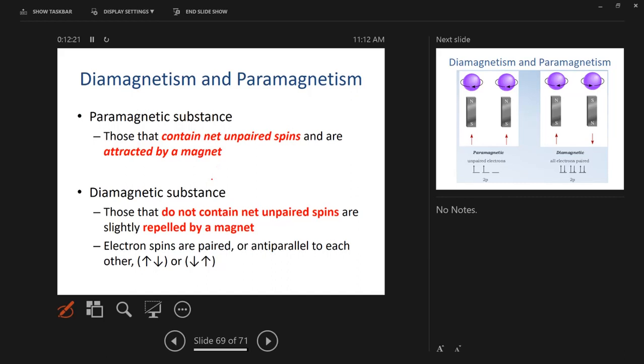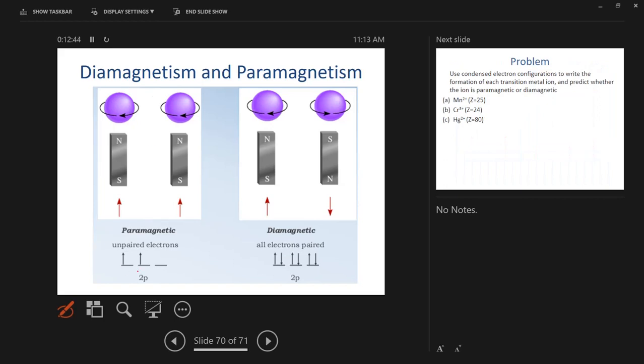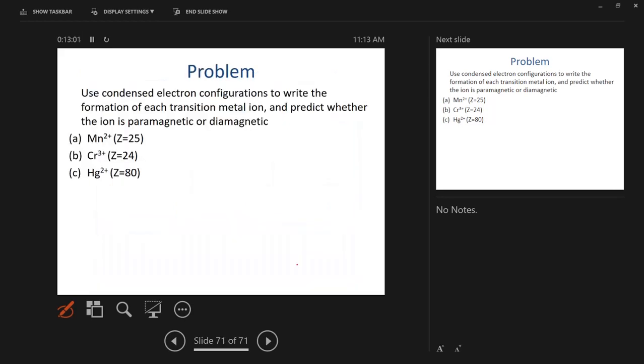And diamagnetism and paramagnetism. Paramagnetic substances are those that contain net unpaired spin and are attracted by a magnet. And diamagnetic substances are those that do not contain net unpaired spin and are slightly repelled by a magnet. And electron spins are paired or anti-parallel to each other. Dia mesti dalam bentuk pair, dan dia mesti berlawanan. Kalau paramagnetism, arah dia sama. Kalau diamagnetism, elektron dia semua pair tapi arah elektron dia berlainan.